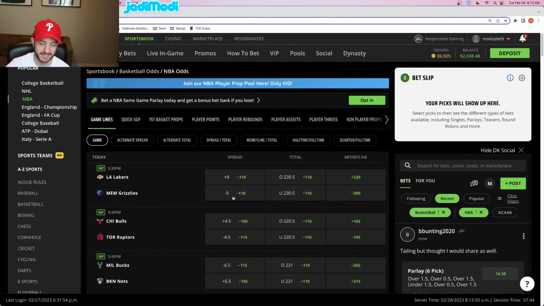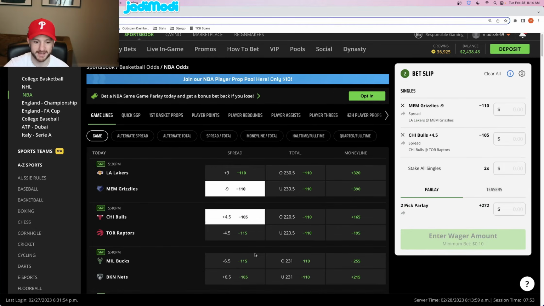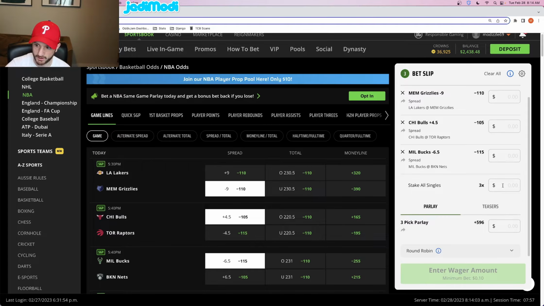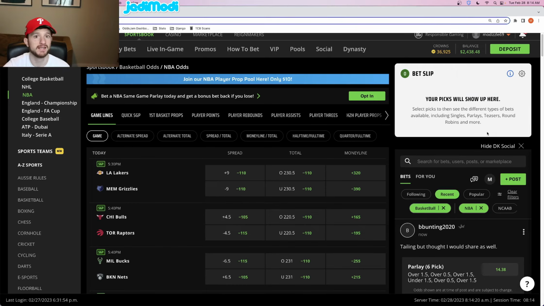You just need to click multiple options and then it'll show up as a parlay. So let's say I want to bet on the Grizzlies -9, and I want to bet on the Bulls +4.5 and the Bucks -6.5. We see here, they're all put individually right here, but there's also this 3-pick parlay option at the bottom. So I can bet $20 on this parlay, and now I get a payout of $140. So that's how parlays work. You just select multiple options, and then it gives you the option to put them in a parlay.